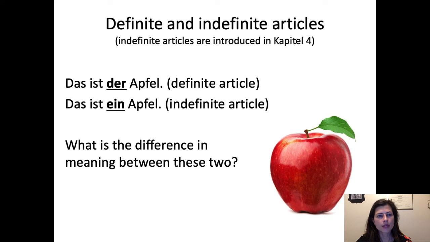And then we have the definite versus the indefinite articles, right? The definite article is the equivalent of the English the, das ist der Apfel, and then the indefinite article is the equivalent of the English ein.